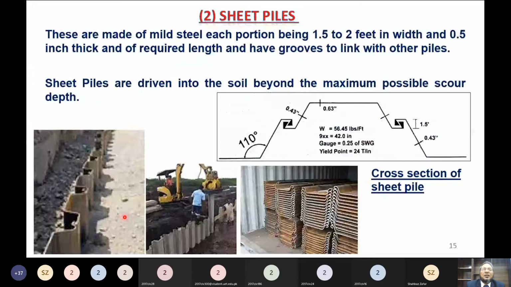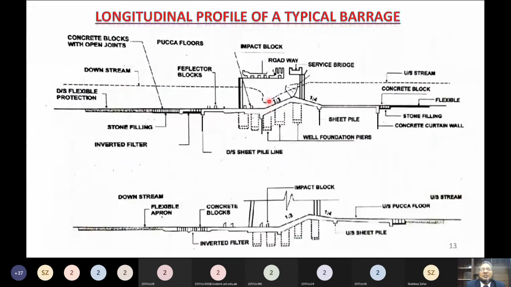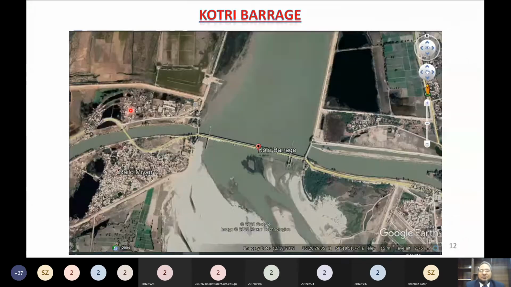Now, the hydraulic jump which will form here, its turbulence will go to a certain length downstream. And this downstream concrete floor has to basically receive that turbulence. So if this turbulence goes further downstream, it can damage the bed of the stream.